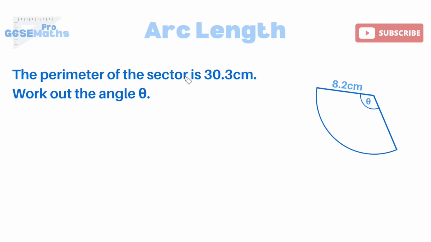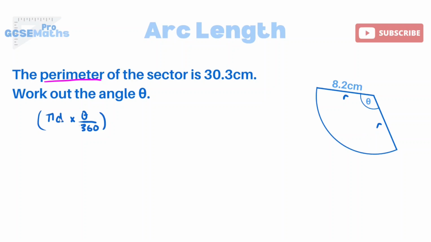So for this one, the perimeter of the sector is 30.3 centimeters. Work out the angle. So we've actually been given the radius. We want to know the angle. So I'm going to build my formula for perimeter, because we haven't exactly memorized a formula, have we? When I work out the perimeter of a sector, I obviously do the arc length, which is pi times diameter times the angle over 360. You might use 2 pi r, that's absolutely fine. And then after that, we have to add on 2 lots of the radius, don't we? Because it's like a radius here plus another radius here.